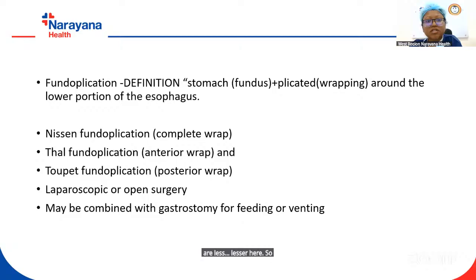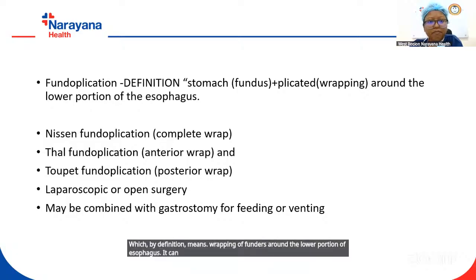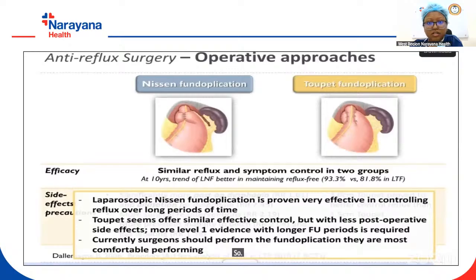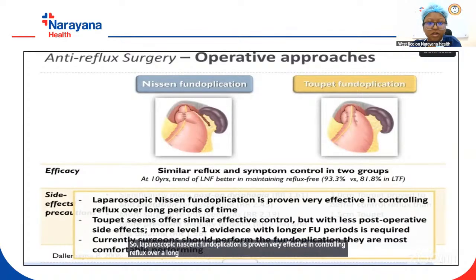Fundoplication, by definition, means wrapping of the fundus around the lower portion of the esophagus. It can be a complete wrap or a partial wrap, like Thal fundoplication or Toupet fundoplication. Sometimes it is combined with gastrostomy. These are the two major types of fundoplication. Laparoscopic Nissen fundoplication has proven very effective in controlling reflux over a long period of time.